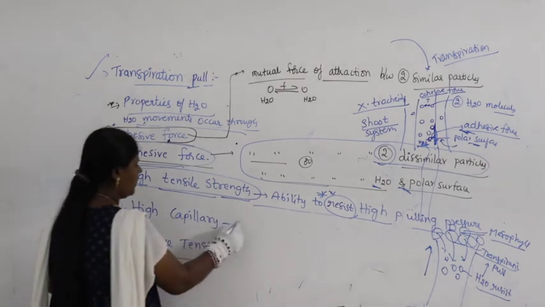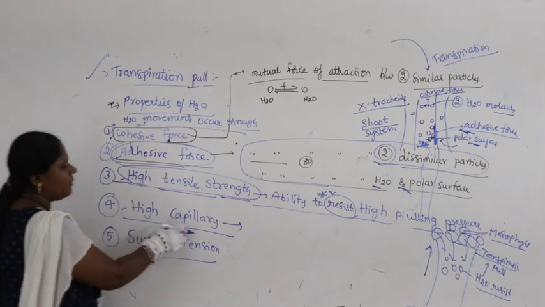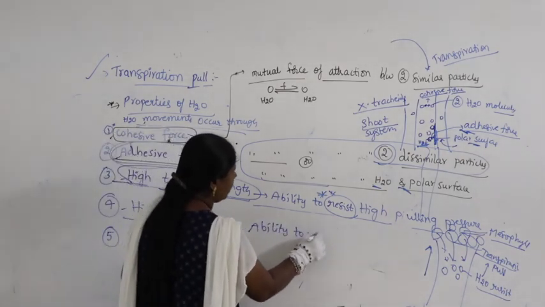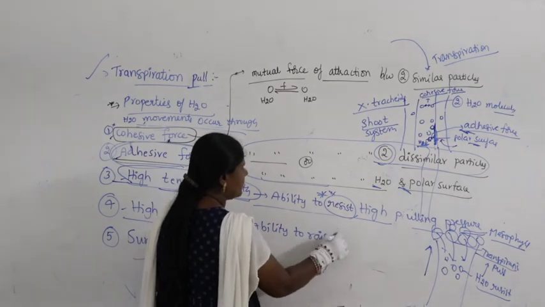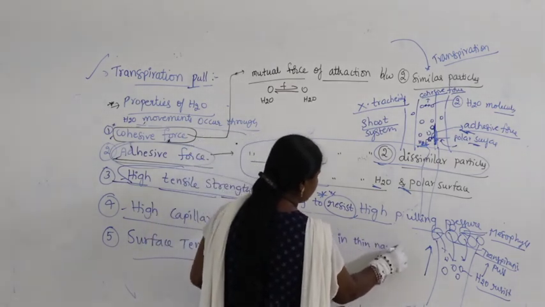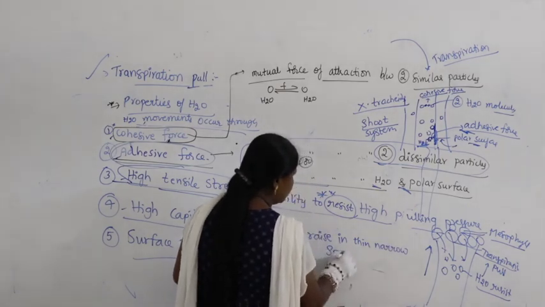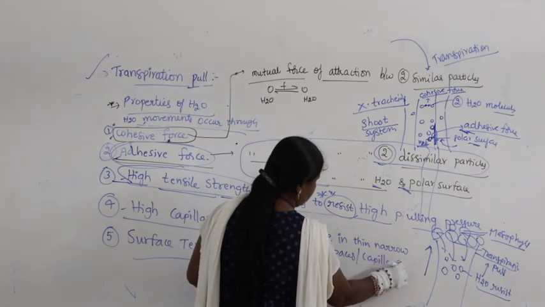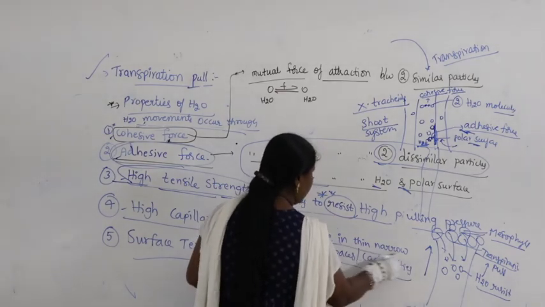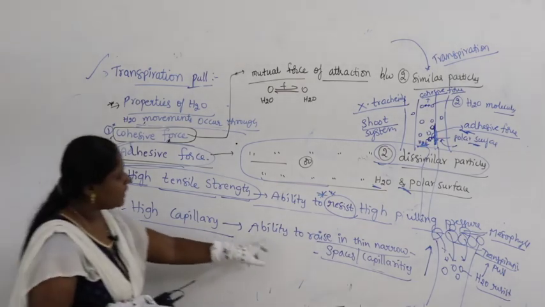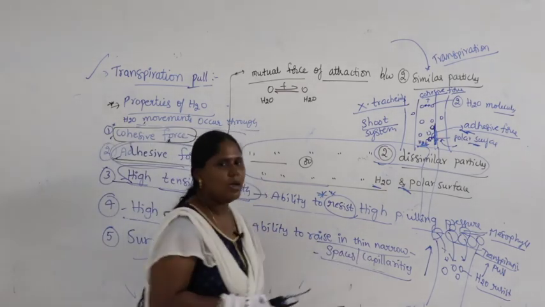Then, what is the next property? High capillarity. The ability to rise in thin, narrow spaces, and these spaces are called capillaries. What are we studying? High capillarity: the ability to rise in thin, narrow spaces, or capillaries.